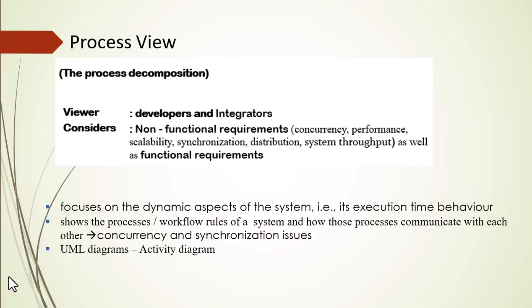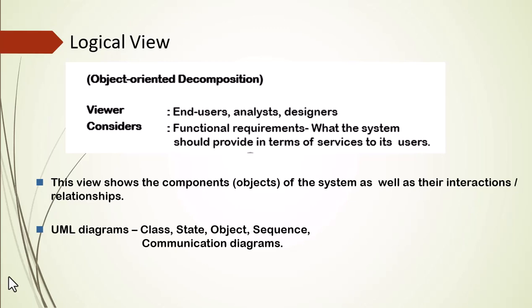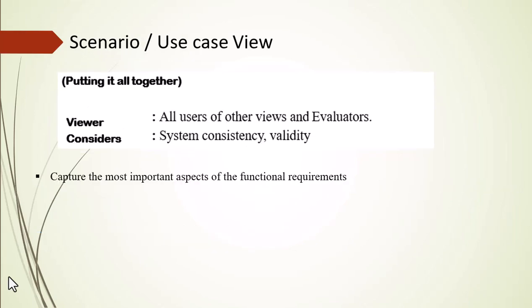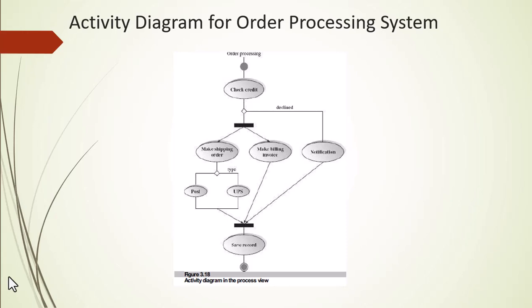If it is not declined, then two concurrent processes are executed: make shipping order and make billing invoices. This is a fork, and the fork shows that these processes will be concurrent. Again, during make shipping order, it will be decided what type it is. Remember that there is a difference between this decision and the fork. In a fork, the two activities are executed in parallel, while here only one process executes, either this or this. And all these concurrent processes end and the data is saved.